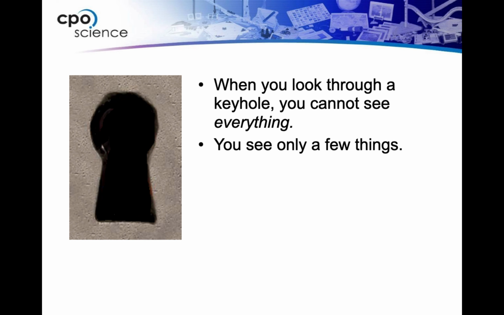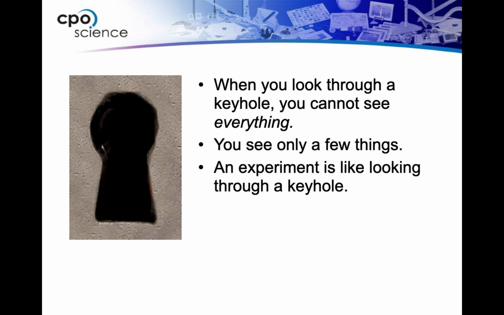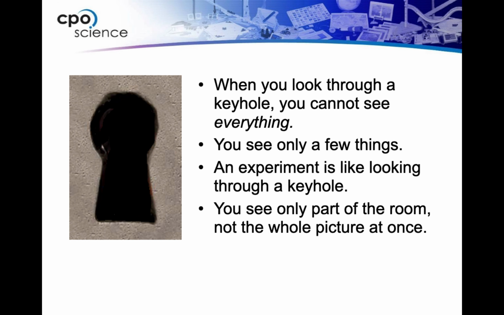So it's just like going back to that star analogy. I can see those stars, but I don't fully see everything, so I don't know why. Or even my bee example. I can see what's happening here in my field, but I don't know what's happening everywhere in the United States. So when we do an experiment, we're trying to get a bigger picture of what's going on on the other side of the keyhole. You only see part of the room, not the whole picture at once.